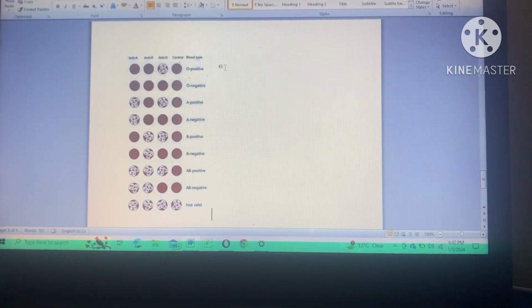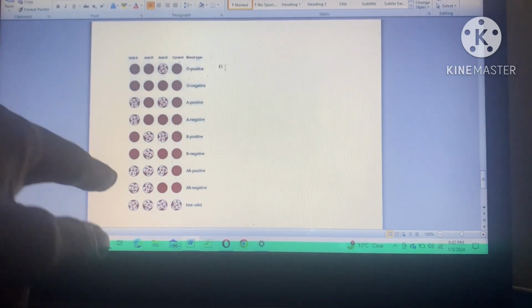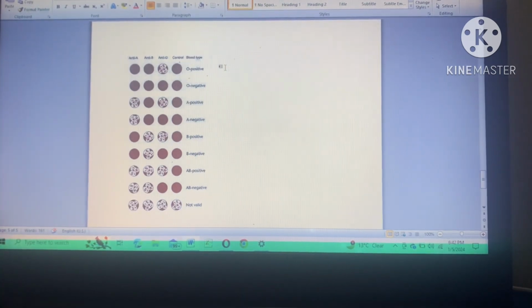Number 10. What does this mean? There's a reaction on the control again. Even on the control, there's agglutination. This can happen, yes, because we also make mistakes. This is invalid. This is not valid. There is a mistake. Maybe in the sample, maybe in the solution, maybe it has expired, maybe anything has happened. But the test was not accurate, so it will show inaccurate results.